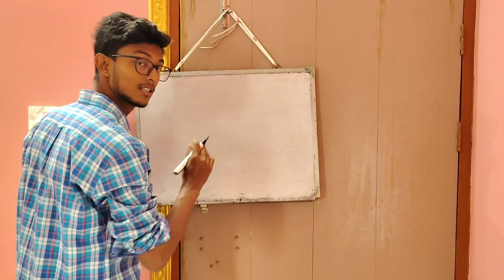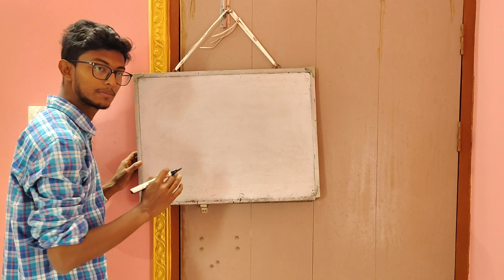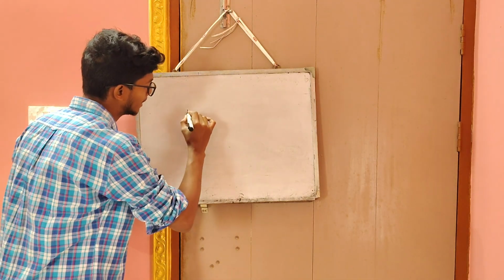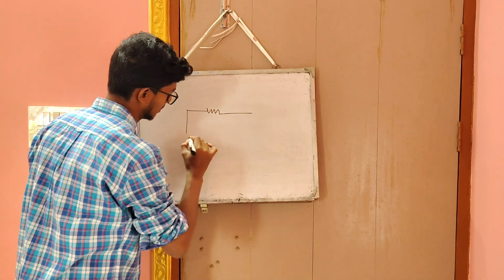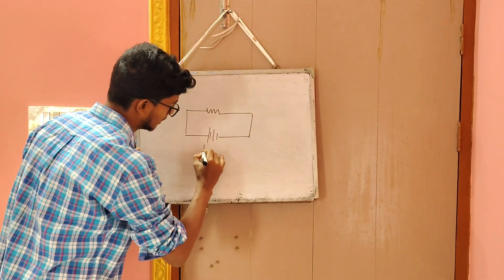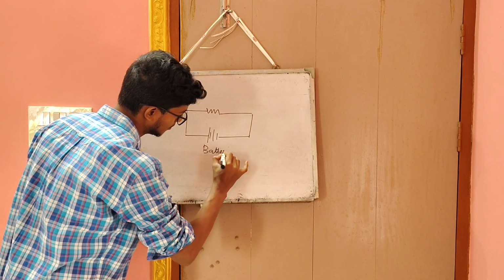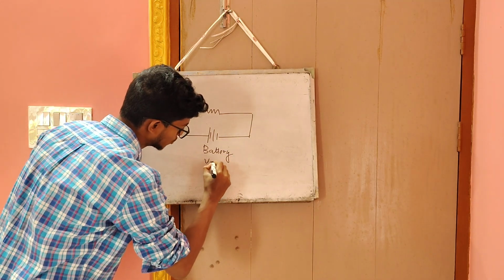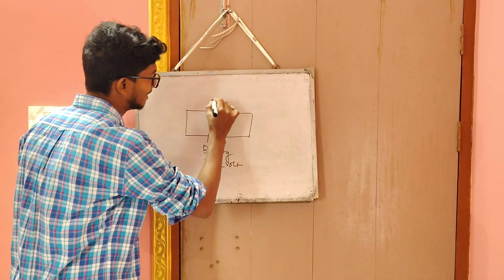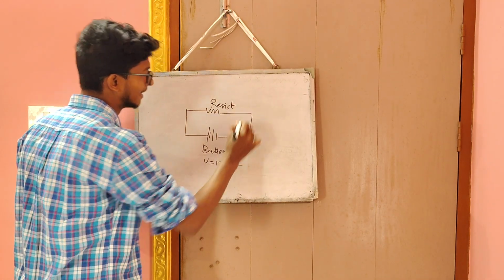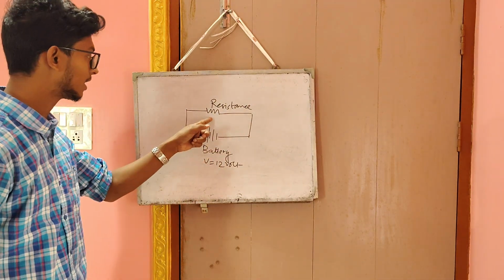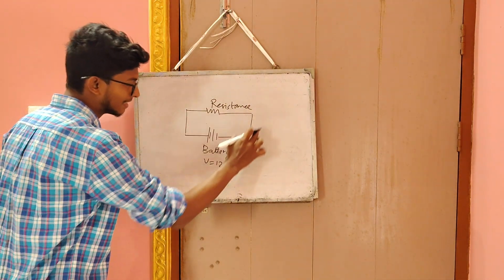So now we discuss the mathematical expression and the circuit of Ohm's law. Look, it looks like this. It's the battery, suppose 12 volt, and it is a resistance. It's a resistance and it is a circuit.